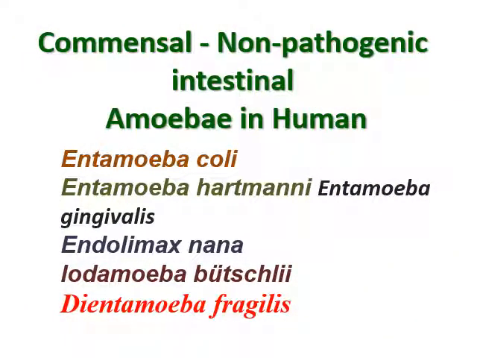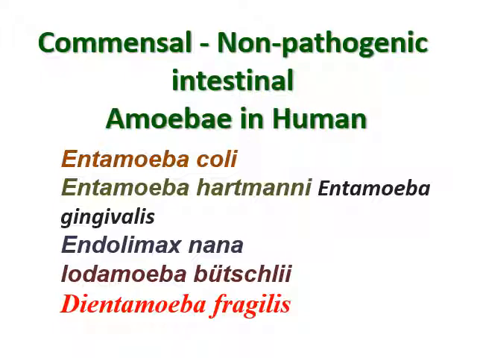In this lecture, we will study commensal or non-pathogenic intestinal amoebae in humans. They are Entamoeba coli, Entamoeba hartmanni, Entamoeba gingivalis, Endolimax nana, Iodamoeba buetschlii, and Dientamoeba fragilis. They are non-pathogenic amoebae and do not cause any disease for humans.